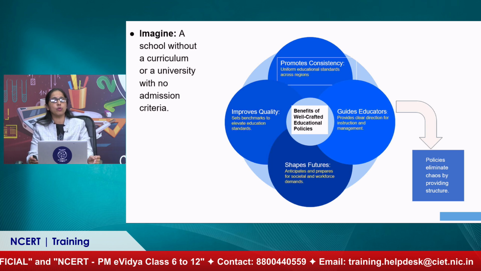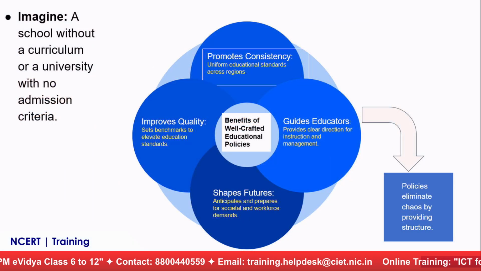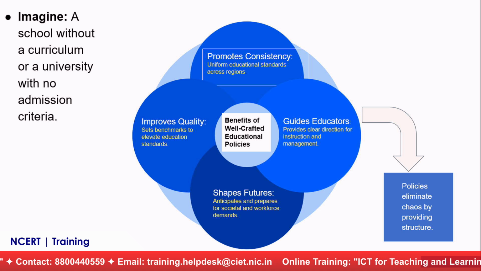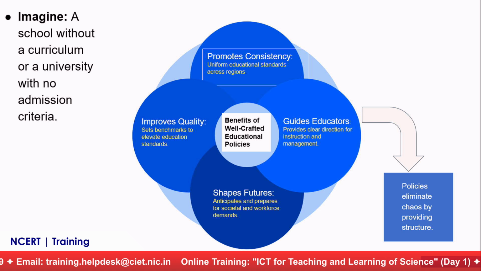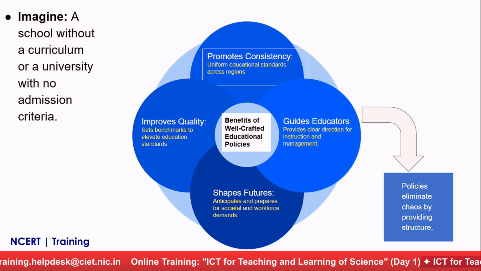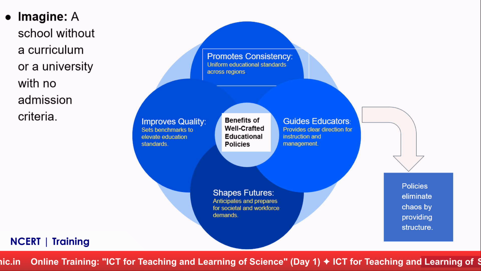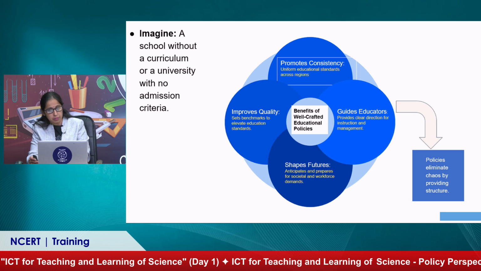Then think about a university with no admission criteria. So there needs to be something which promotes consistency. Consistency is that we have uniform education standards for everyone across all the regions. Talk about quality, some benchmarks should be standardized. So this is where the education policy comes in.